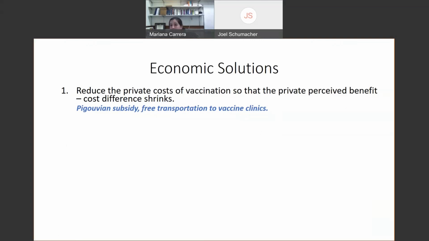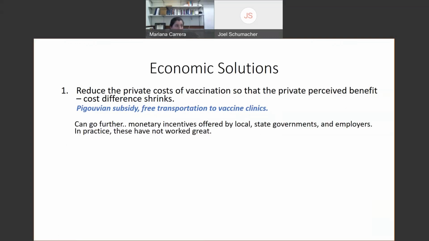Now, what if that's not enough? What if even with free vaccines, not everybody wants to get it? You could go further. Some states, some local governments, some employers have started offering monetary incentives. Some states started big state lotteries where someone who's vaccinated will earn a $1 million prize. In practice, the results of these efforts have been pretty mixed.